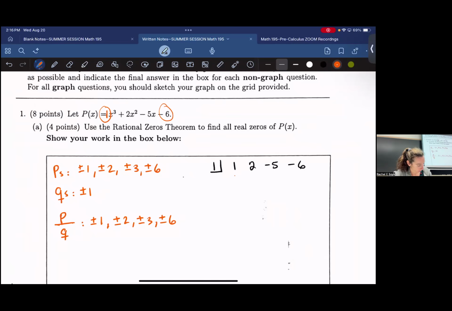And so we're going to bring the 1 down. 1 times 1 is 1. Take the sum, we get 3. 3 times 1 gives you 3. Take the sum, -2. -2 times 1, -2. That doesn't work. We need that remainder to be 0 for it to be considered a factor. So 1 doesn't work. But now let's try -1.